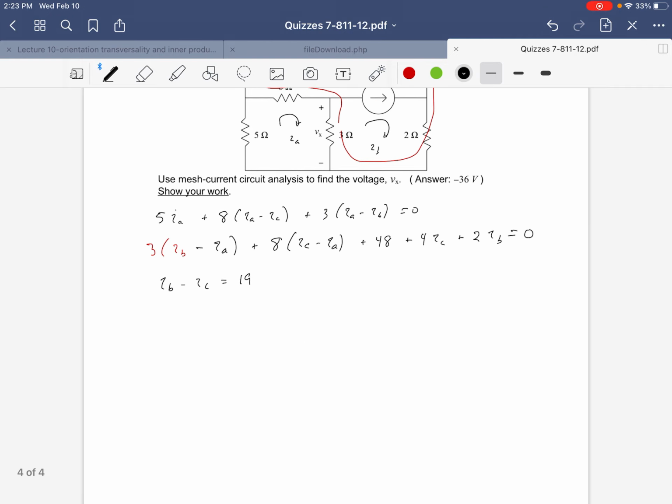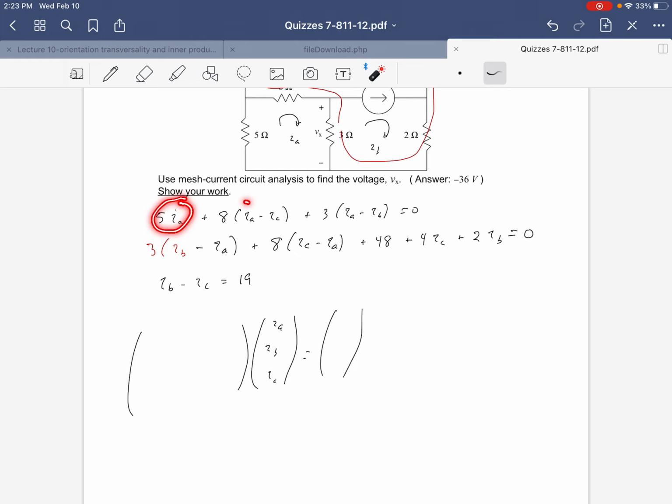All right, so now I can form my matrix equations in terms of IA, IB, IC. And so the first equation, everything that's multiplying IA, 5 plus 8 is 13, plus 3 is 16. And then for IB, we're going to have minus 3, and then IC will have a minus 8. Then we're going to move all the constants to the other side, and there are no constants in that particular equation.